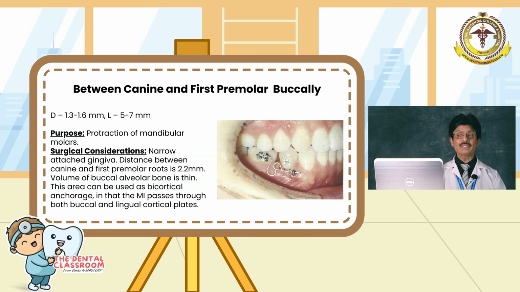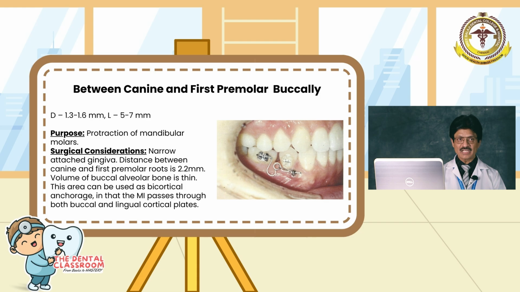Yes, it can also be used between the canine and the premolar buccally. A diameter of about 1.3 to 1.6 millimeters can be used, and a length of about 5 to 7 millimeters. With this particular type of wire and the microimplant that you see there, and the bracket which has been positioned on the first mandibular molar, you can also protract the mandibular molar. So it is not necessarily distalization; protraction of mandibular molars can also be done.